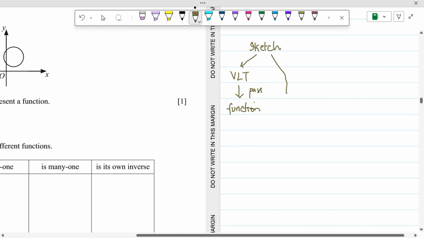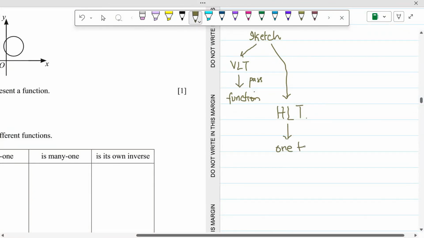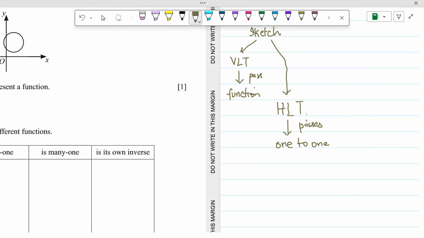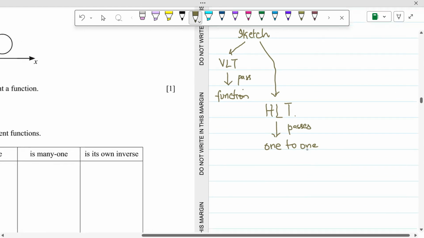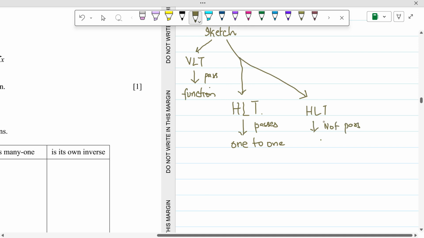Similarly, if that sketch also passes the horizontal line test, then the function is one-to-one. So if the sketch passes the vertical line test, then it is a function, and if the sketch passes the horizontal line test also, then it is a one-to-one function. If it does not pass the horizontal line test, then the function will not have an inverse function.